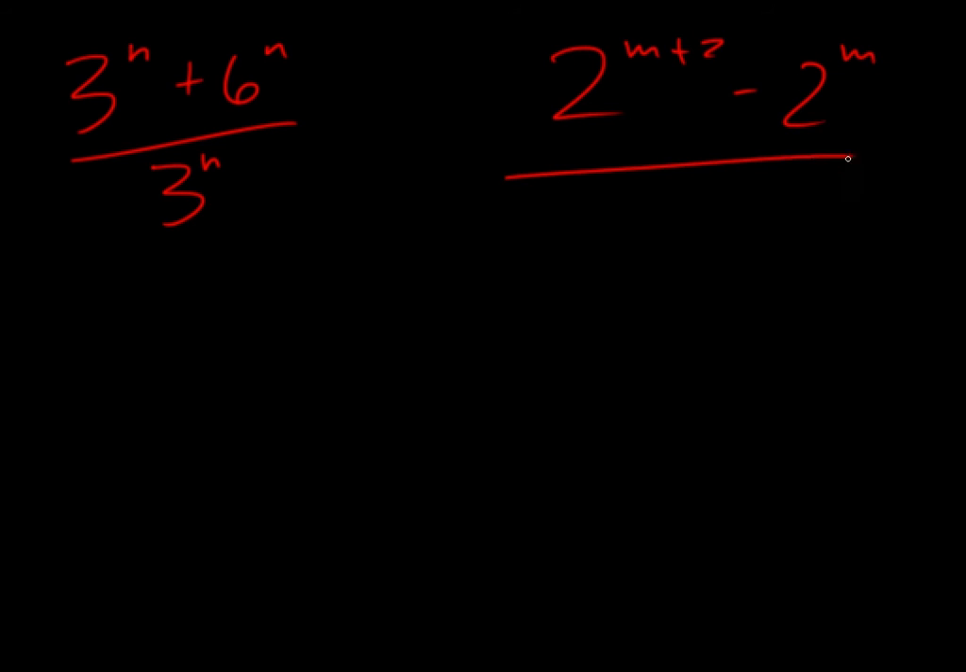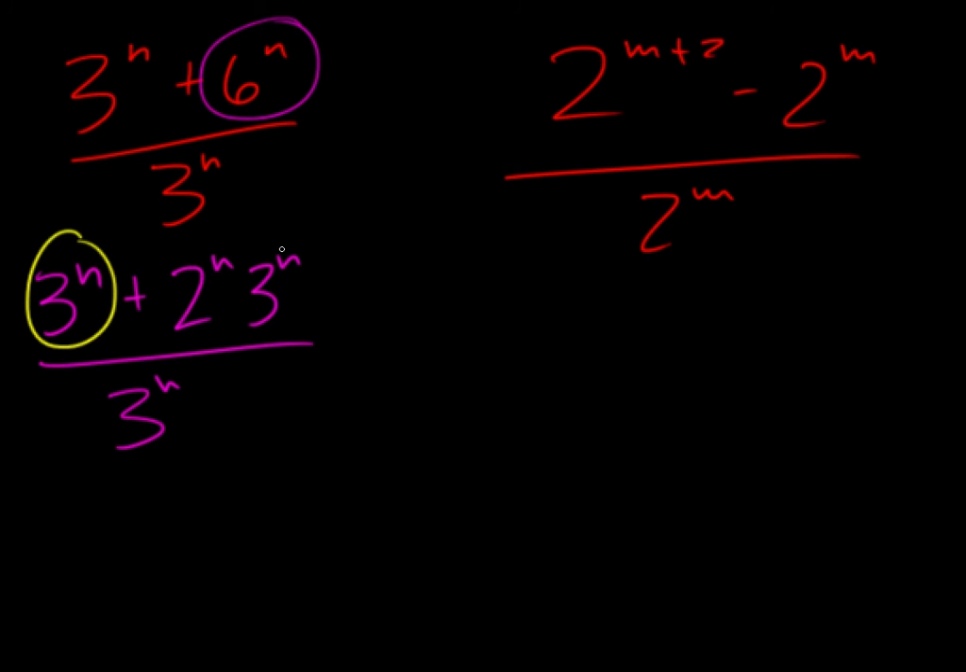Keep going. 3 to the n plus 6 to the n over 3 to the n. And we have 2 to the m plus 2 minus 2 to the m over 2 to the m. What we're going to do is we're going to break this up. So that's going to be 2 to the n, 3 to the n.